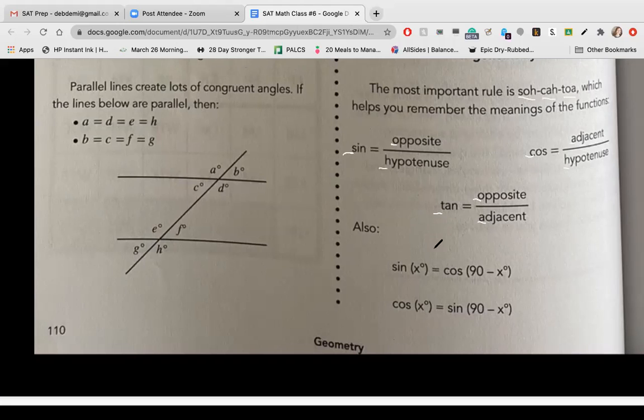One thing that you need to keep in mind is this one right here. I've seen this on so many tests, and it just seems super complicated, but it's really easy. The sine of an angle is the same thing as the cosine of the other angle. And we're going to do some problems with that, so don't fret. We will get right to that.